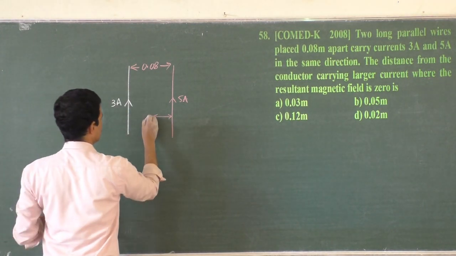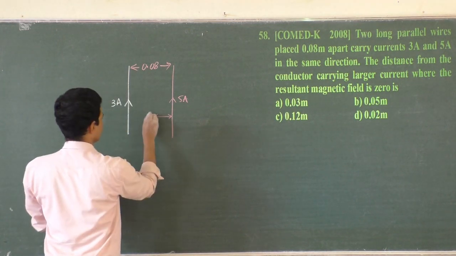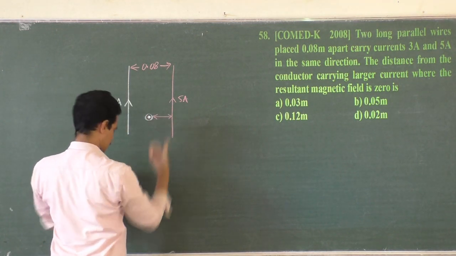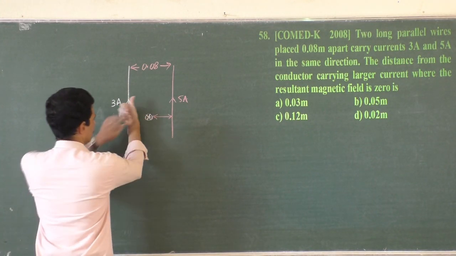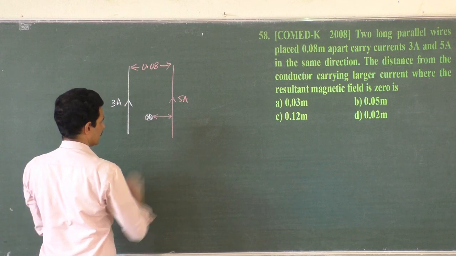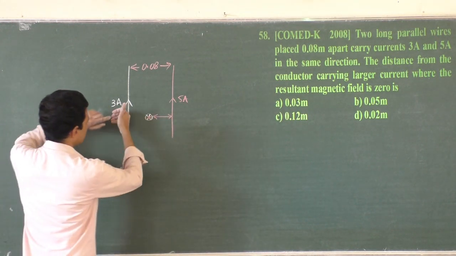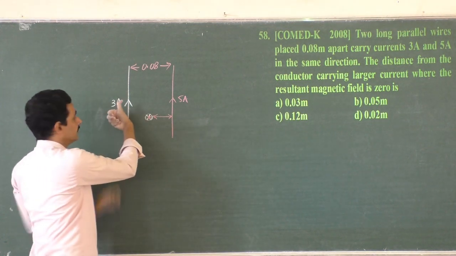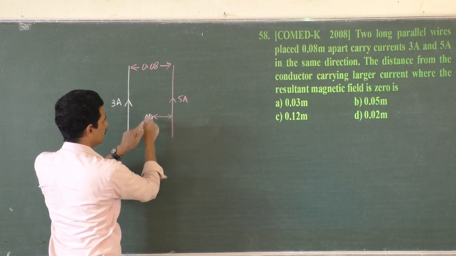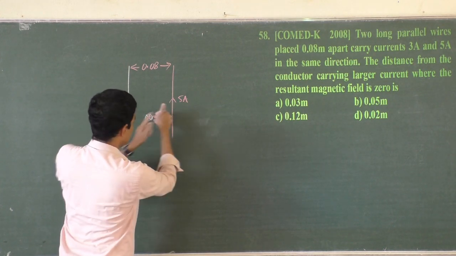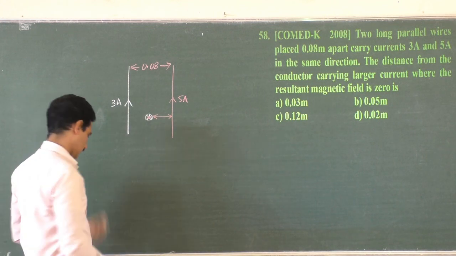It should be 0 somewhere in between here, say. This one produces into the board, right? What about this one? Out of the board. This produces into the board, and this produces out of the board. Can you see that? The magnetic field produced by this conductor, clasp it with right hand, the fingers go in. What about this one? Fingers come out here. So at that point, magnetic field may be 0.